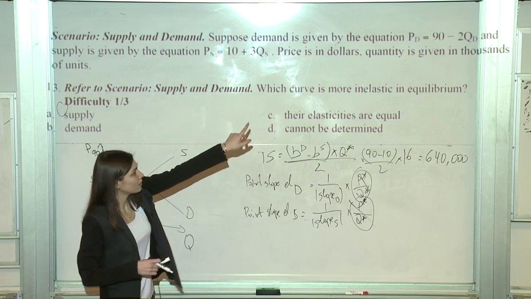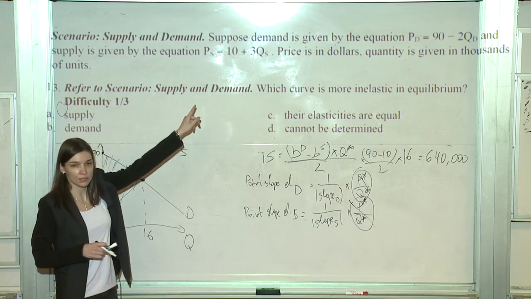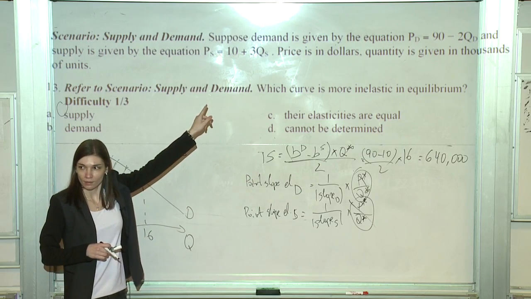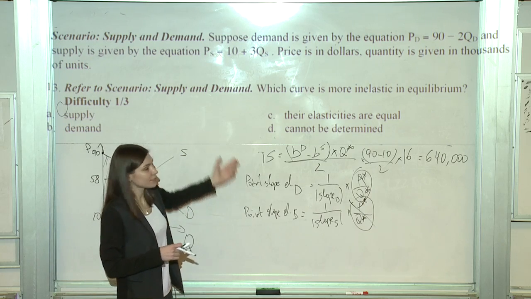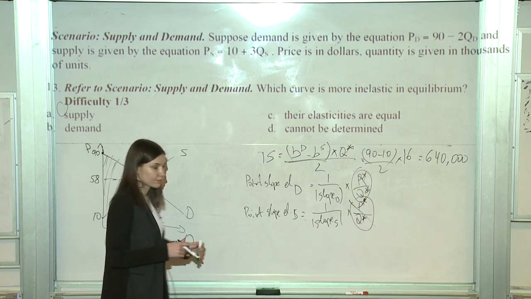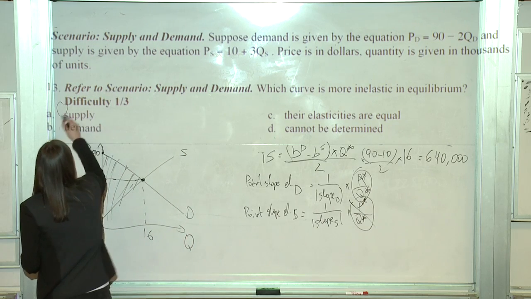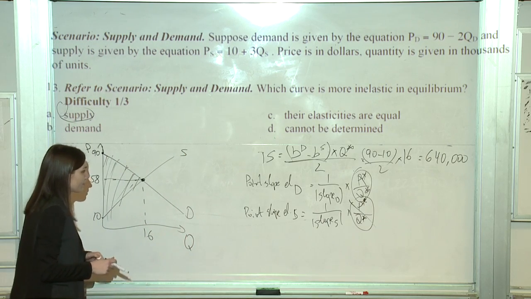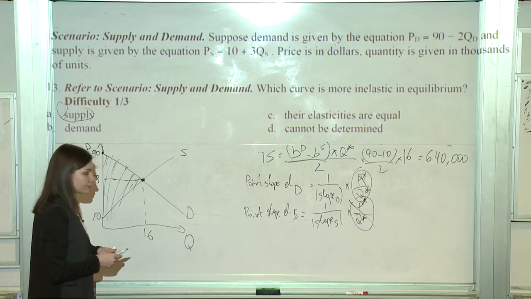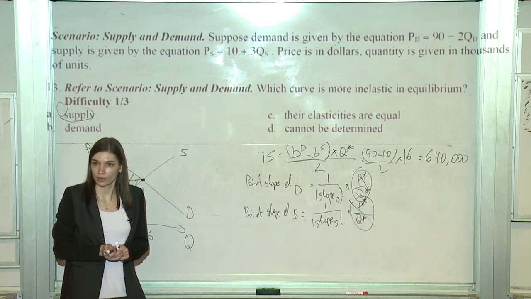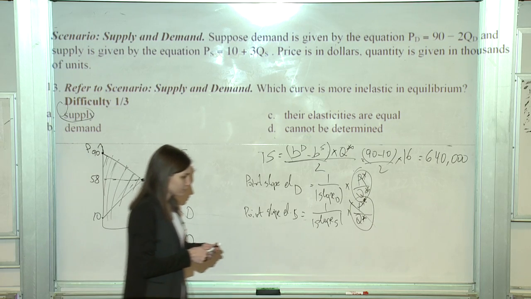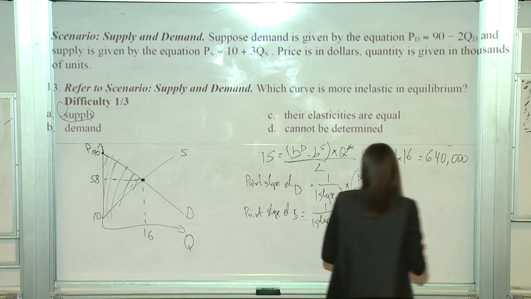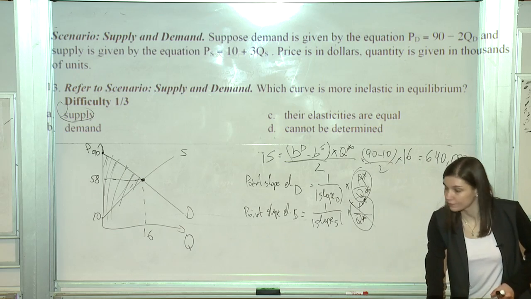The slope of the demand curve is 2, and the slope of the supply curve is 3. So the more, well, the more inelastic is the supply curve. Okay. So that will be A. Any questions?